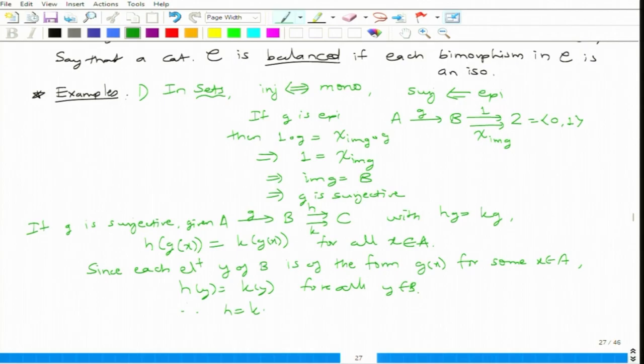So actually this is if and only if. And the conclusion is that because we know that injective and surjective together imply bijective, and bijective if and only if isomorphism. So therefore, Sets is balanced.